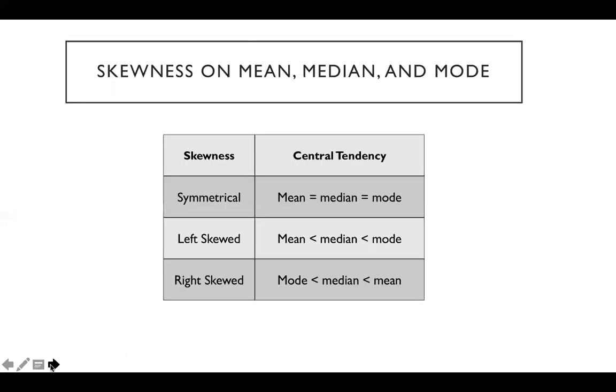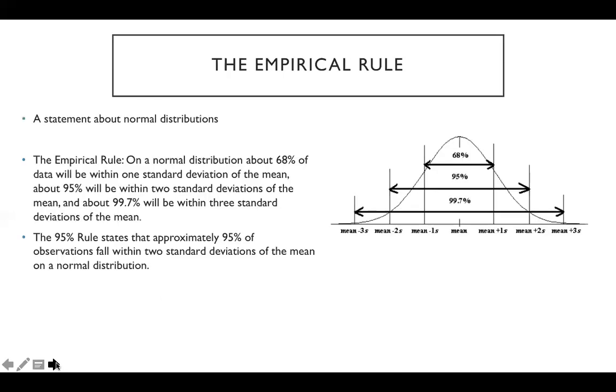So here's just how skewness can affect the measures of central tendency. It shows how, whether you have symmetrical data, left skewed or right skewed, the mean, median, and mode relate to each other. I think this is a really good chart to know for the final exam. I'll just leave it there.